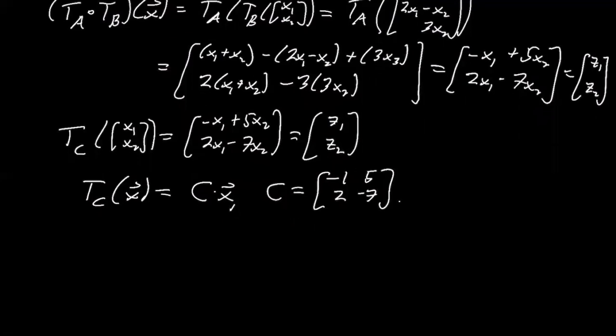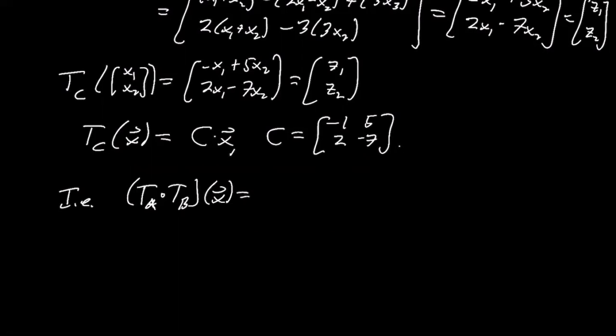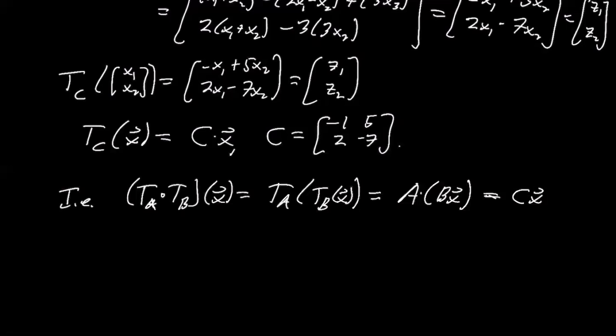Because let me just write this out. If we have T_A composed with T_B applied to X, by definition that's T_A of T_B of X. Applying the transformation T_A is the same as multiplying by the matrix A, and applying the transformation T_B is the same as multiplying by the matrix B. And then we just said that's the same thing as CX.